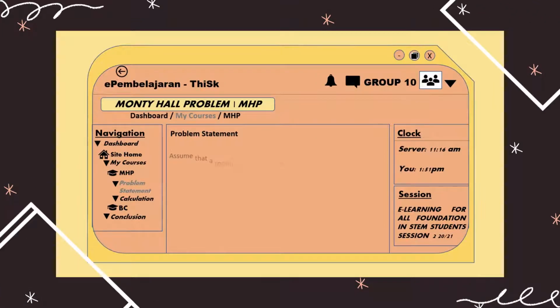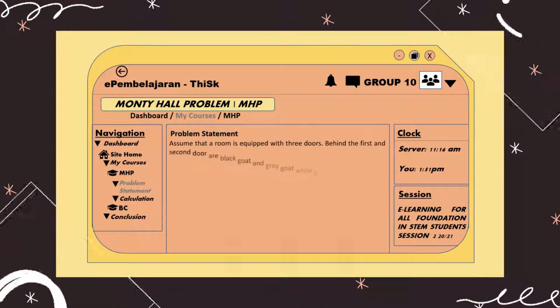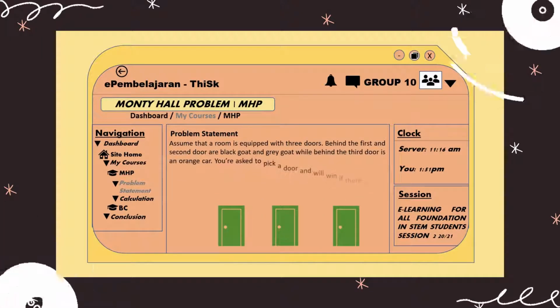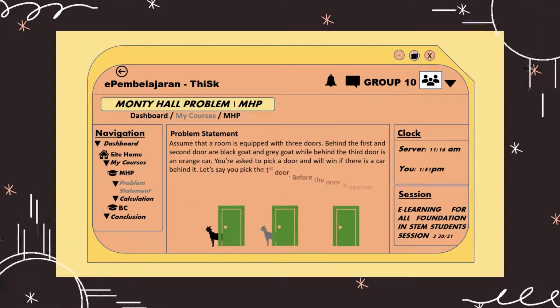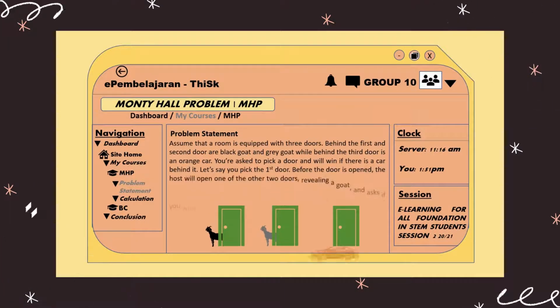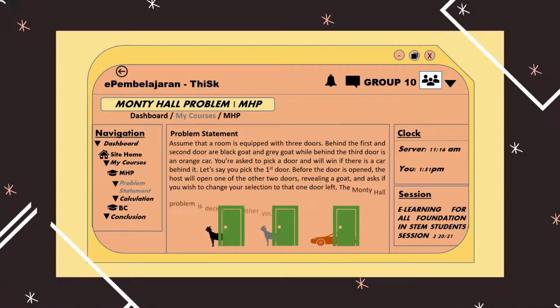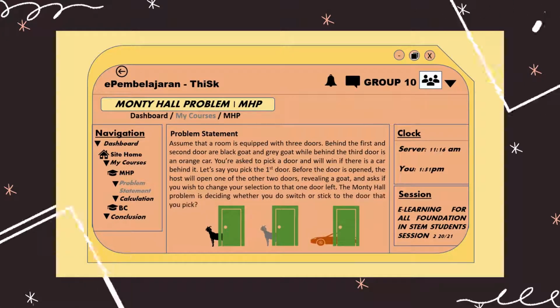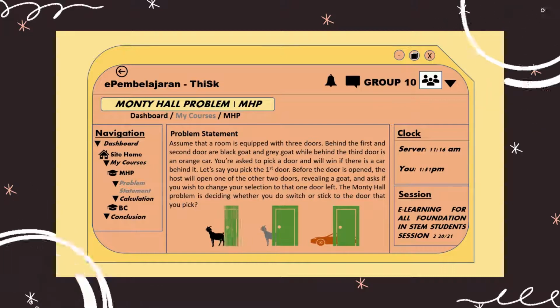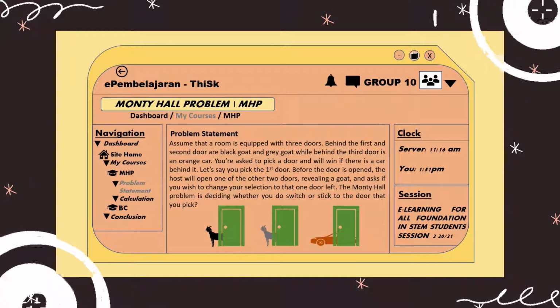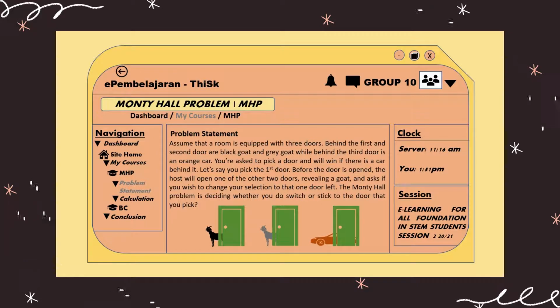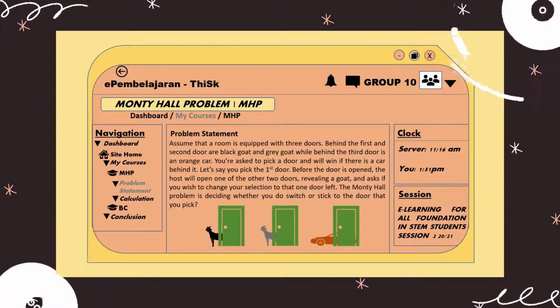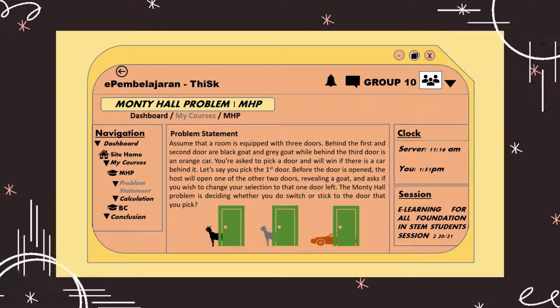Problem statement. Assume that a room is equipped with 3 doors. Behind the first and second door are a black goat and a grey goat, while behind the third door is an orange car. You are asked to pick a door and will win if there is a car behind it. Let's say you pick the first door. Before the door is opened, the host will open one of the other 2 doors, revealing a goat, and ask if you wish to change your selection to the one door left. The Monty Hall problem is deciding whether you switch or stick to the door that you picked.